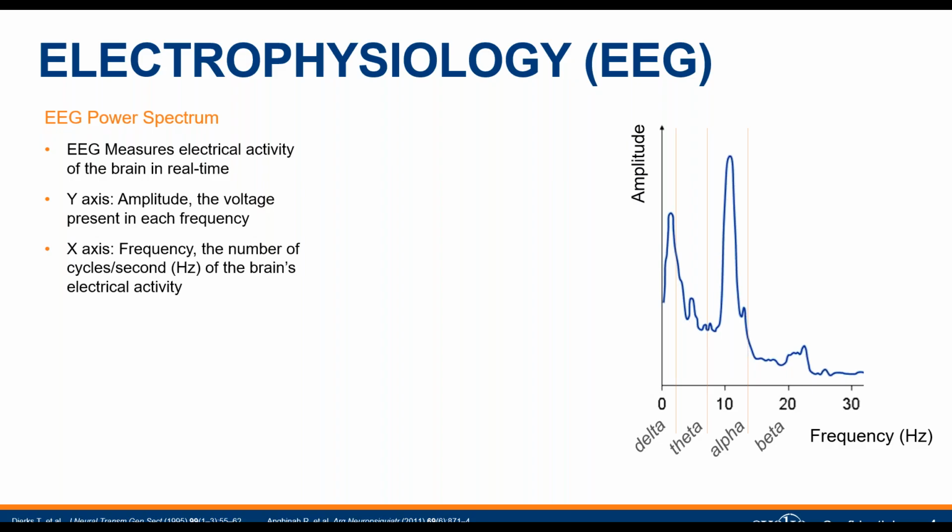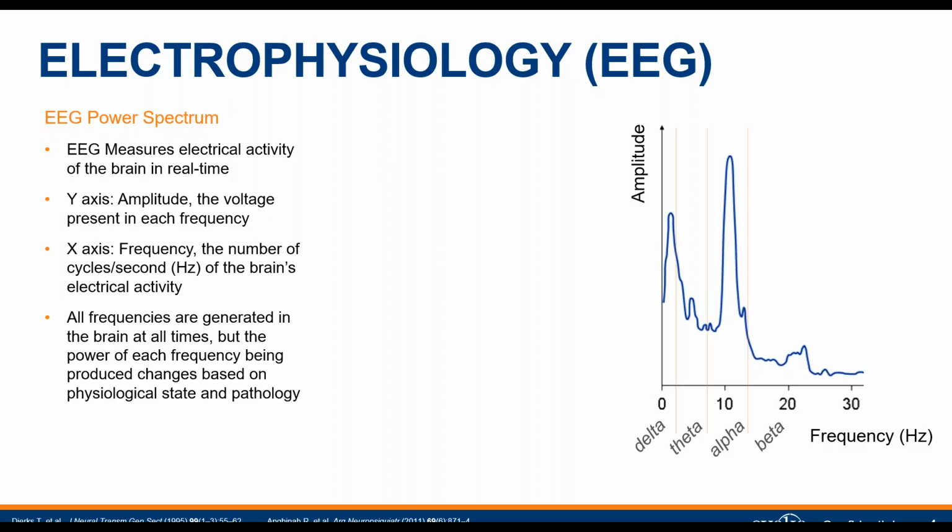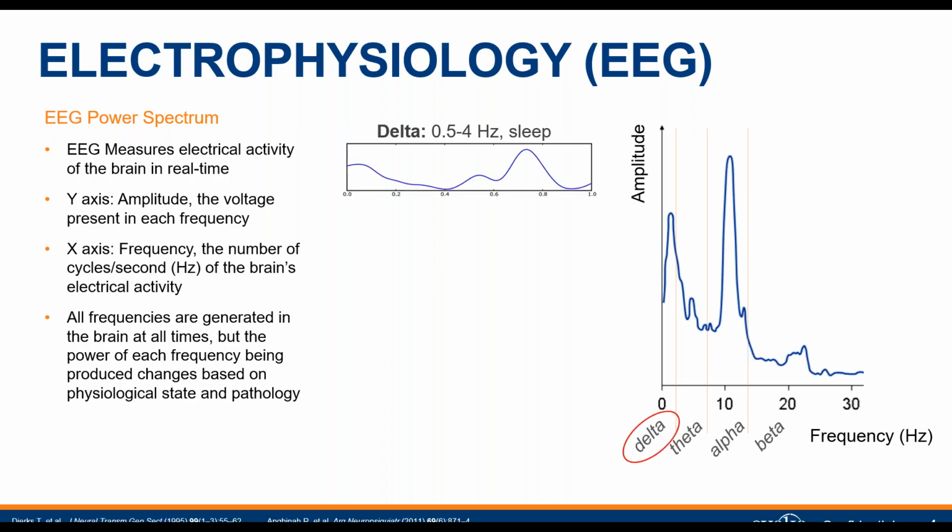So the speed of brain waves is under consideration, and it's just measured in hertz, the number of cycles per second of the brain's electrical activity. Now, the reason why it's important to think about the x-axis in frequency bands is because all frequencies are generated in the brain all of the time, but the amount of each frequency changes depending on what the patient is doing or physiological state and pathology. And these bands relate to different types of behaviors.